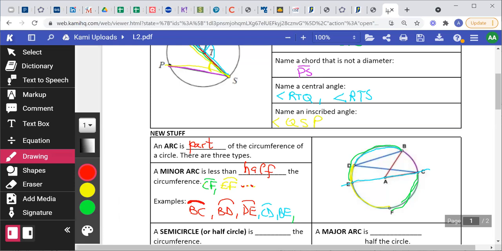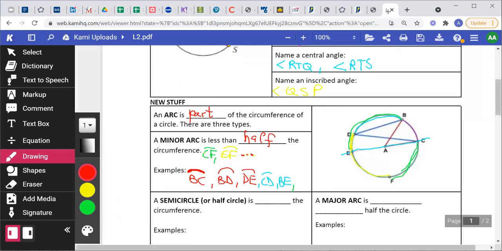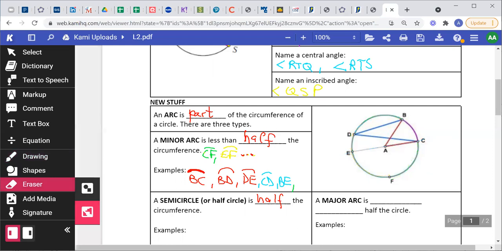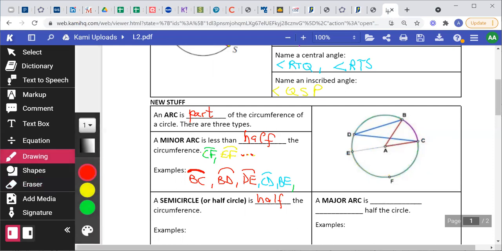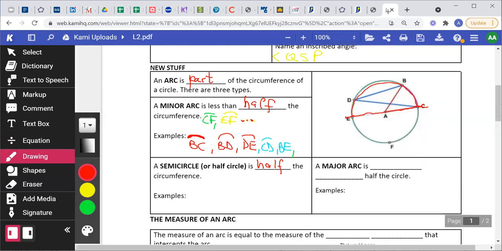Another one is what we call a semicircle or half circle. A semicircle is just half the circumference, okay? Since we said the diameter will always divide the circle into two equal parts, one part is this, which is AC.